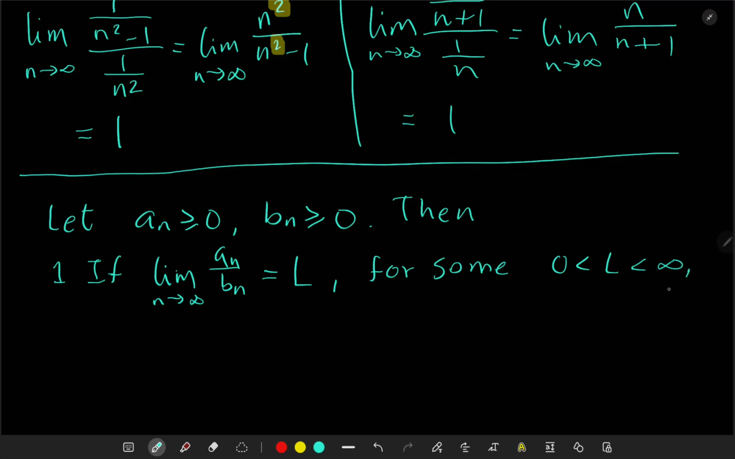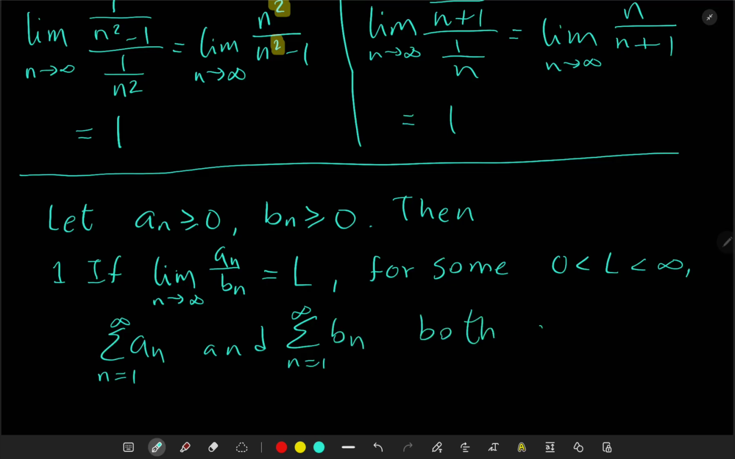If that's the case, then the series of the an's, n equals, I'm going to start them at 1, but could be starting anywhere, and the series of n equals 1 to infinity of bn, both either converge, so they have the same behavior, or both diverge. So if you know that one converges and the limit is not 0 or infinity, then you know that the other one converges, and the same for divergence.